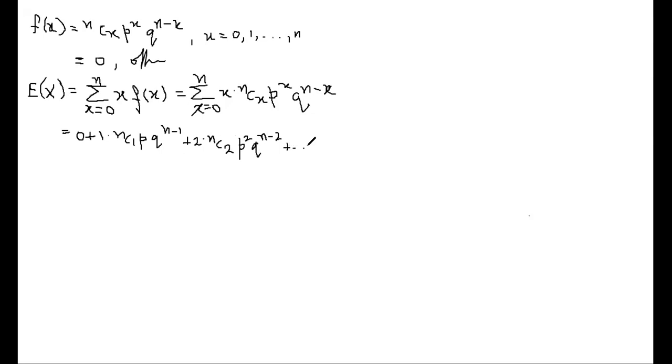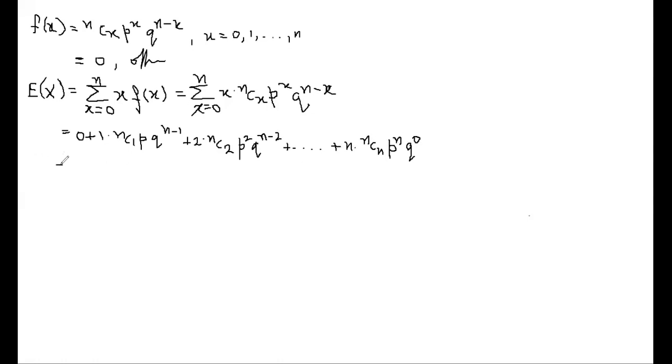Likewise, if I go on, what will be the nth term? Putting x equals n, that is n into nCn p to the power of n. And what about q to the power? q to the power will be n minus n, that is 0, and anything to the power 0 will be 1. So it becomes only n into nCn p to the power of n.